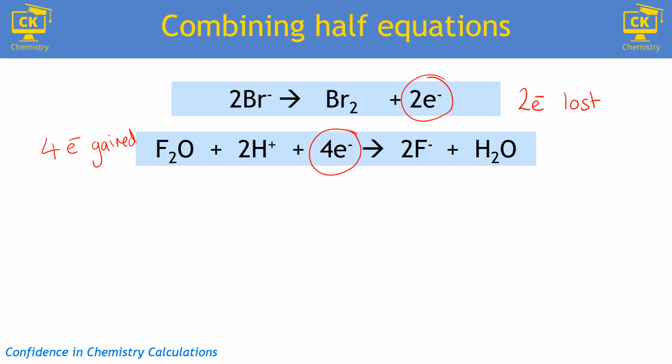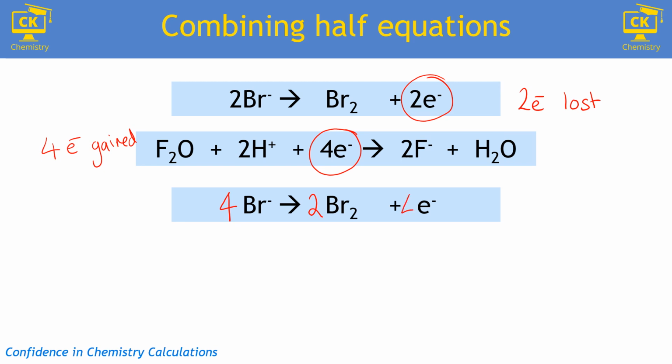So what do we do? We treat it like a simultaneous equation in maths where we're trying to get rid of and cancel out the electrons. So I'm going to rewrite the bromine one, because the bromine one is the one that does not have enough electrons at the moment. So if 2 bromide ions produce 2 moles of electrons, then if I have 4 bromide ions, I will make 2 bromines and 4 electrons. So what I've done is I've taken that whole top equation and I've times the whole lot by 2.